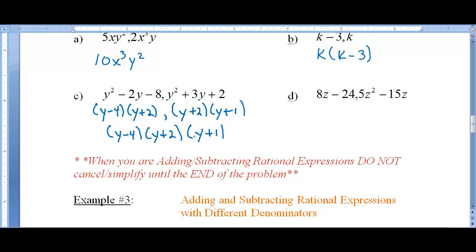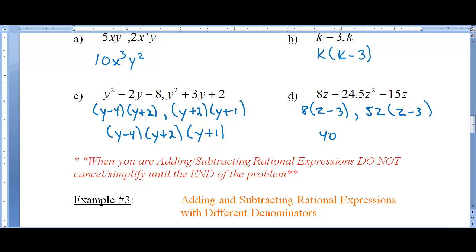Let's look at the next example. We first factor. In this case, we'll remove the greatest common factor of 8. And that gives us 8 times the quantity z minus 3. The second one factors to 5z times the quantity z minus 3. So now again, I compare the coefficients 8 and 5. The LCD of 8 and 5 would be 40.